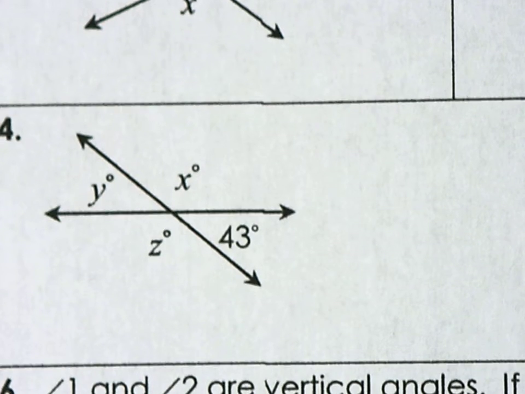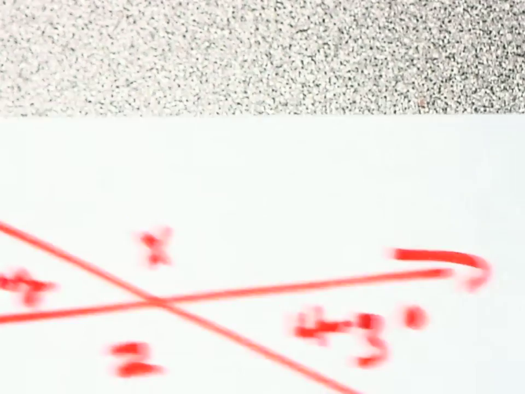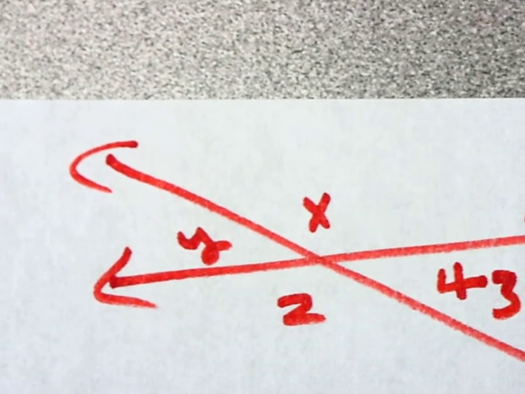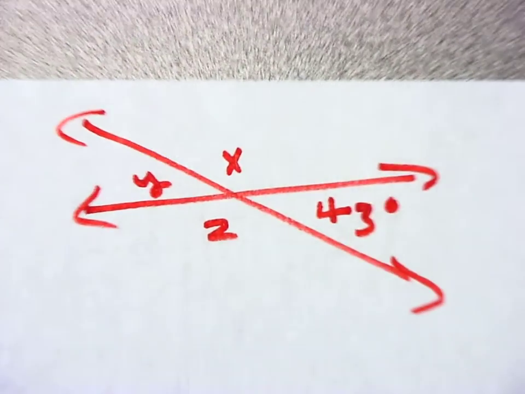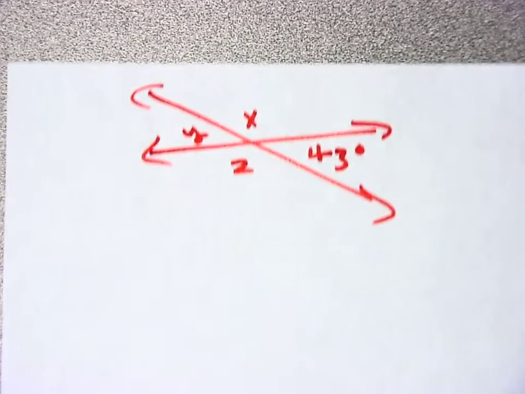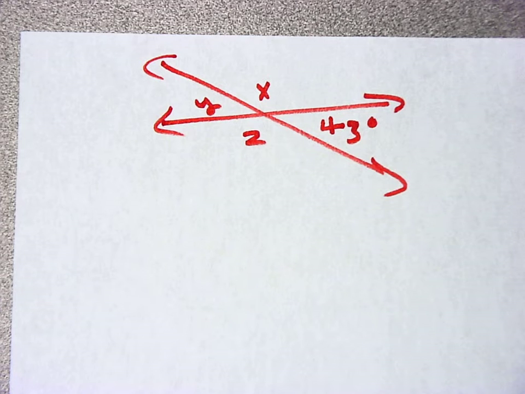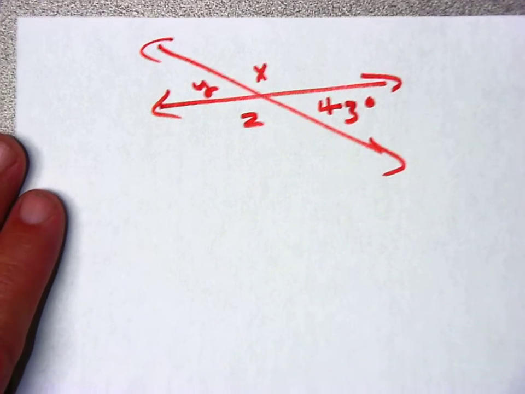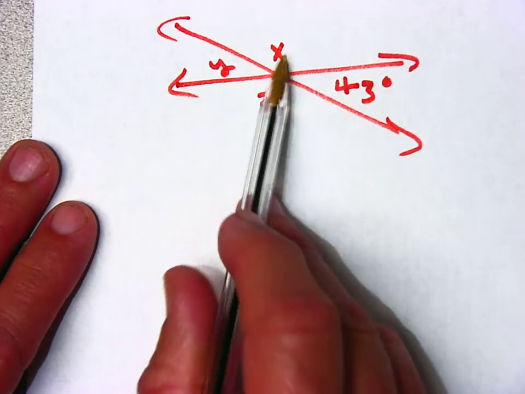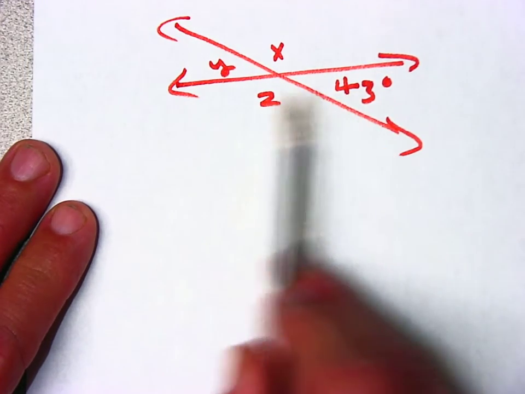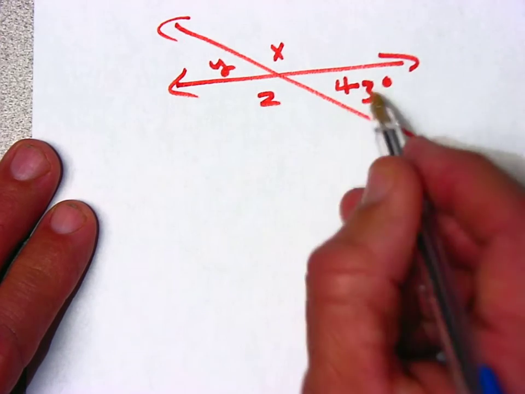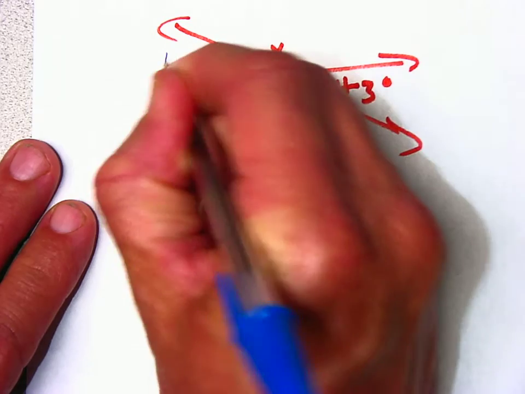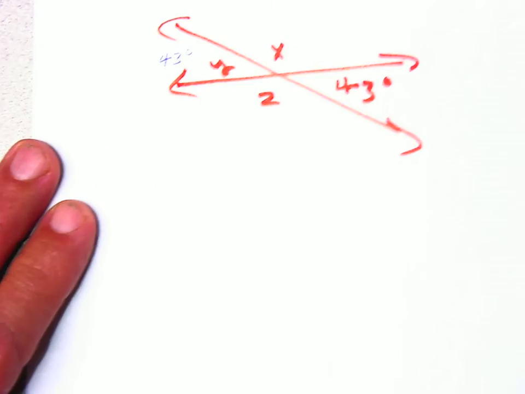All right, so 43 degrees. This is the problem I was showing you, problem number 4. First thing you want to look for is what I call vertical angles. Vertical angles are non-adjacent angles created by two lines that intersect. See, these are adjacent, so not vertical. These are adjacent, but look, y is not adjacent to this. So if this is 43 degrees, you can put 43 degrees over here.